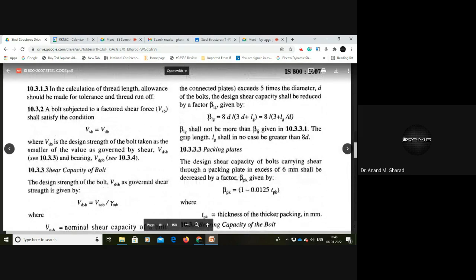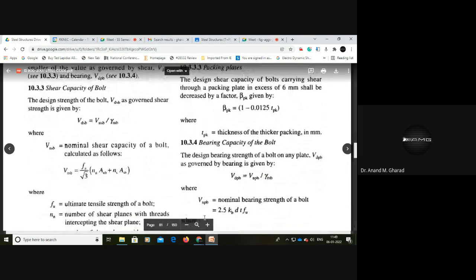This is the beta LG. This is the term which is given. And third, which is very important, is the packing plates. Sometimes there is a requirement of packing plates also. We will be discussing this packing plate condition. Based on that, one more factor is to be multiplied in this equation.